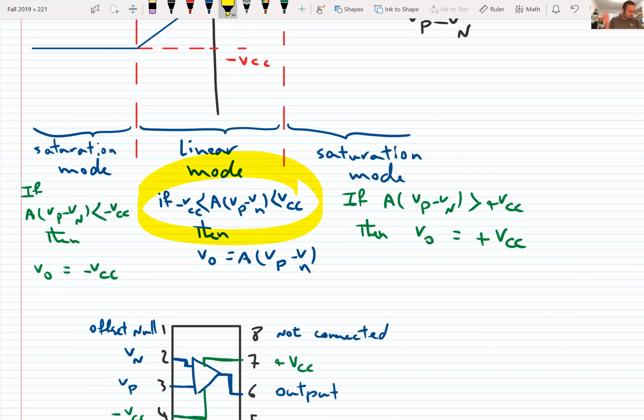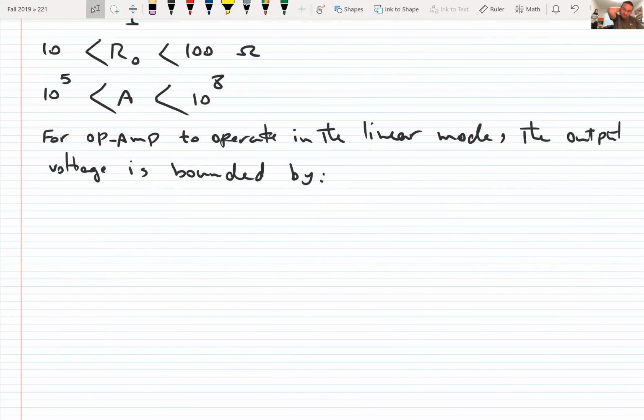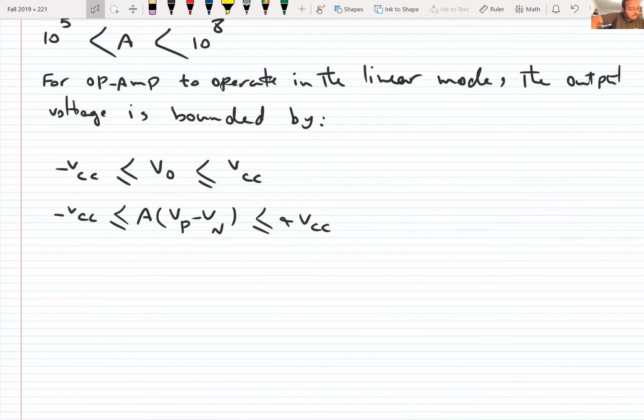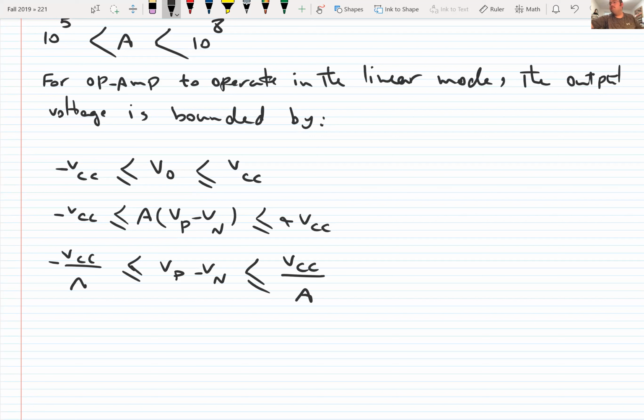in linear mode. Okay, so if it's the case, we can say that the VO should be greater than negative VCC and less than VCC. What is VO? Of course, VO is A times Vp minus Vn, which should be less than plus VCC and greater than negative VCC. Let's divide the terms by A. So we will have Vp minus Vn less than VCC over A and greater than negative VCC over A.